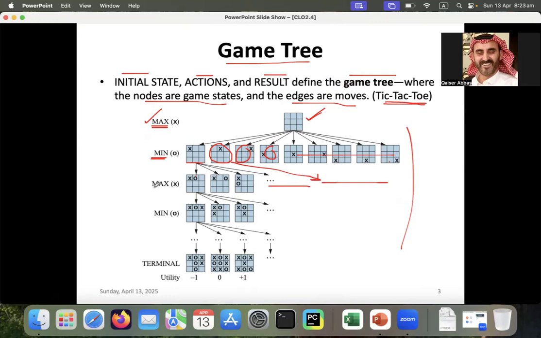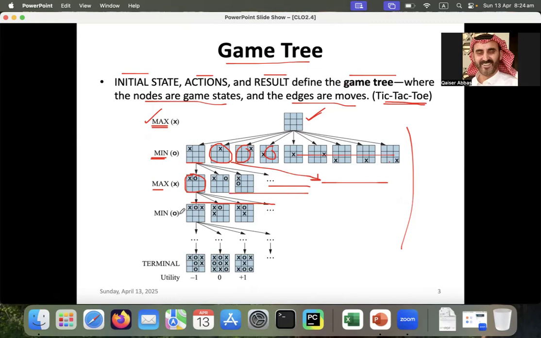Now, after the min player has taken his move, how many options are left for the max? 3, 3, 6, and 7. 7 options. So after this node, max can mark at 7 different positions, which you can design here. And similarly for the others.